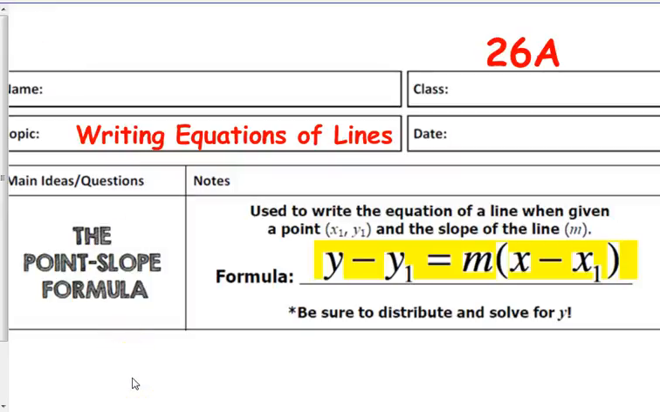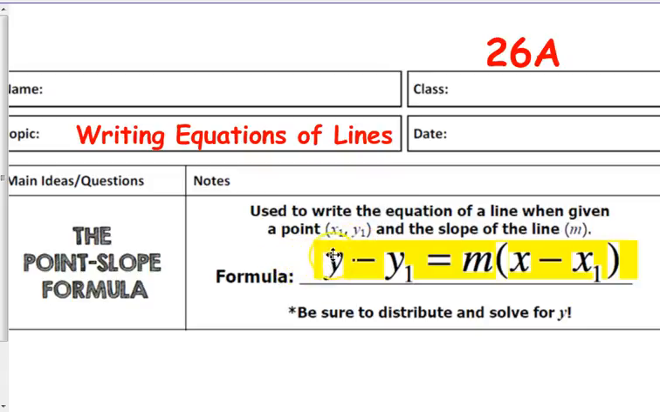All right, these are the notes on worksheet 26A and B in the spiral. So first of all, we're going to talk about point slope form. Can you write that down on that line, guys? I think it's not written in yours.